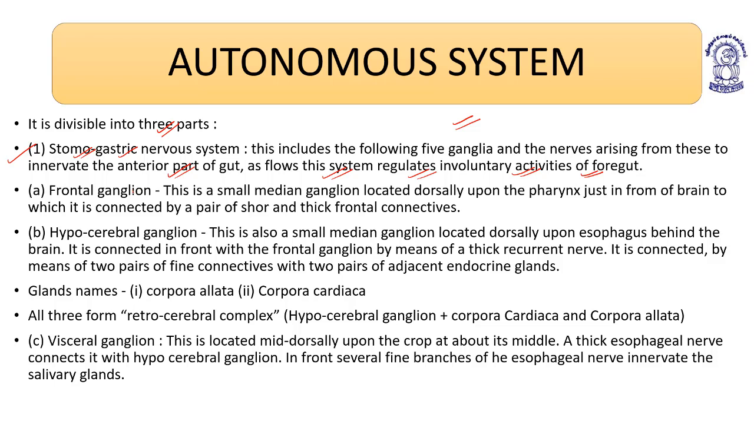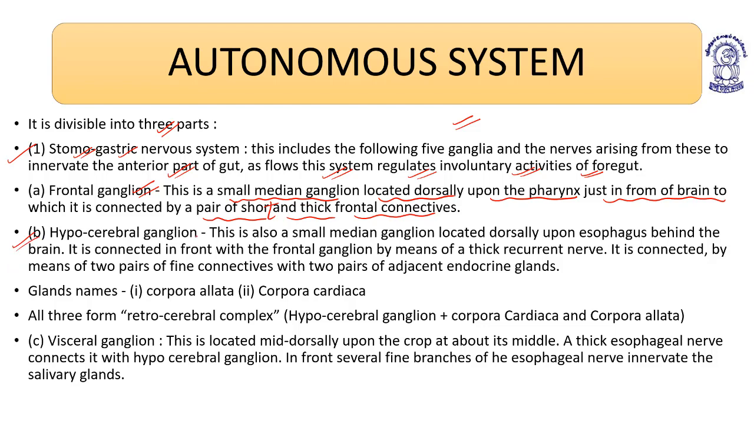Then the frontal ganglion. It is a small median ganglion located dorsally at the back upon the pharynx, just in front of the brain, to which it is connected by a pair of short and thick frontal connectives. So the frontal ganglion is present just above the pharynx in front of the brain, connected by short and thick frontal connectives.